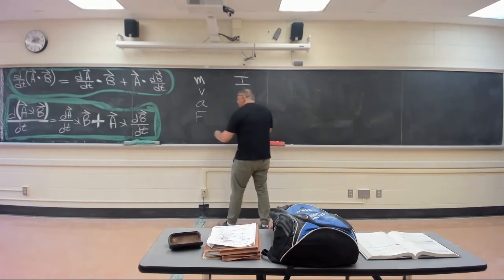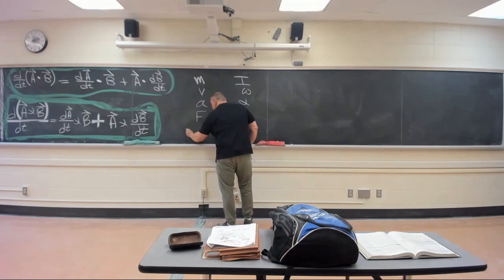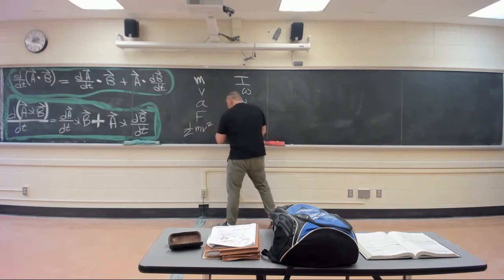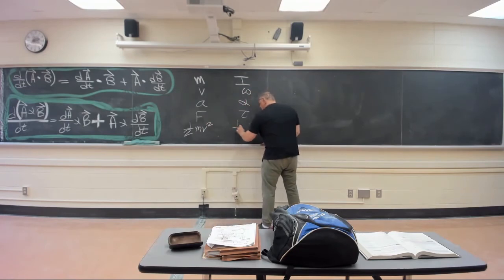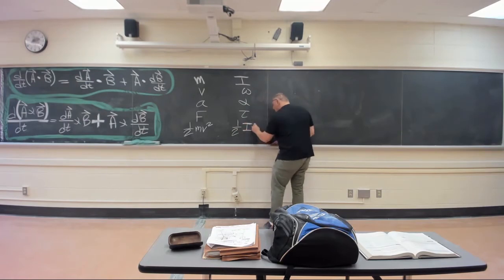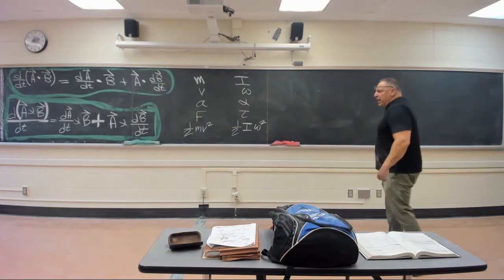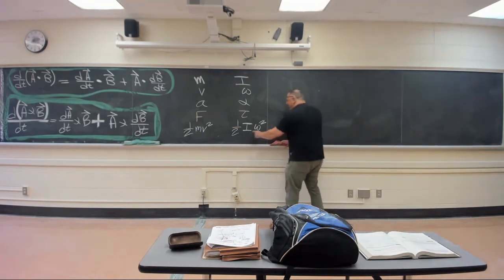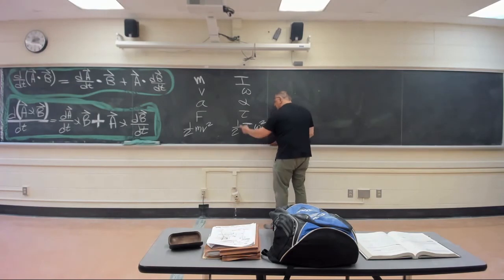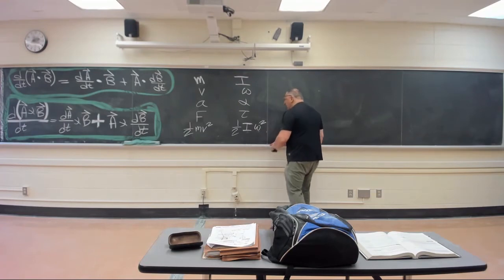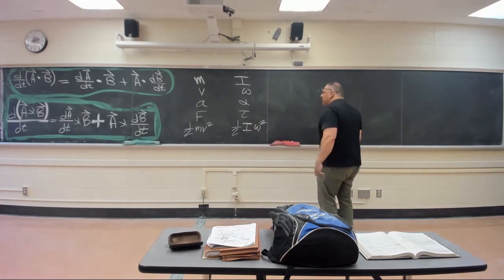They say stuff like this. If they say kinetic energy is 1/2 mv squared, in the rotational it's 1/2 I omega squared. I looks like mass, omega looks like v, 1/2 mv squared, 1/2 I omega squared. I looks like mass, omega looks like v. So on and so forth.